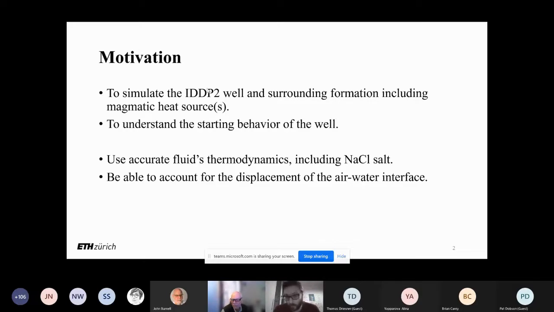In particular, we wanted to include NaCl salt in our equation of state, because there's a chance that there might be scaling due to halite in this well. Another thing we wanted to add to our model was the possibility to account for the displacement of an air-water interface. We don't necessarily want the well to be always fully saturated with water, because if it's not flowing, it means there is some air in the well and the water column does not reach the surface.